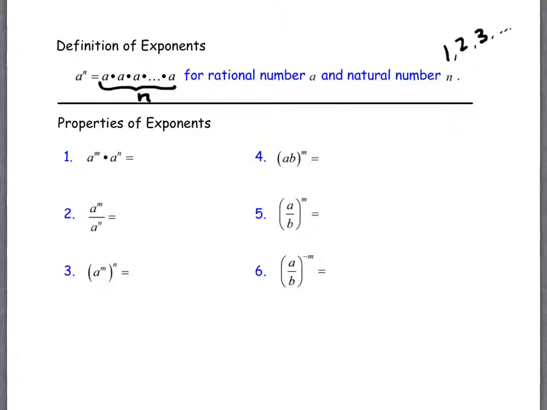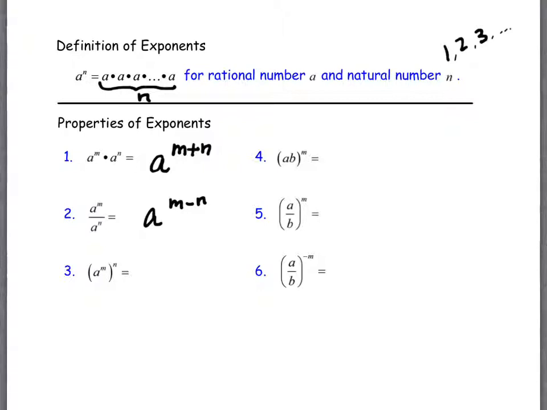All right, so does anyone remember what happens when you have a number to a power times a number with the same base to another power? What do you do? You add the exponents. Very good. So if you know that you add exponents when you multiply, what do you do with the exponents when you divide? You subtract. Very good.